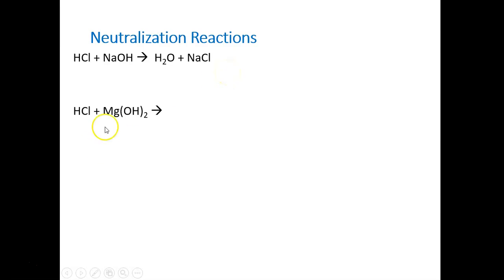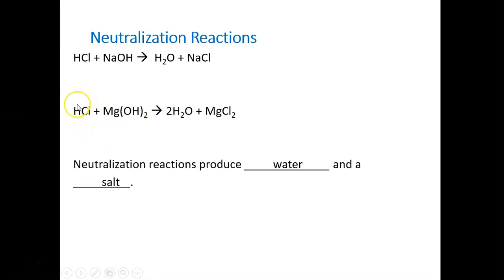In the next example, same idea. Hydrogen and hydroxide come together, and magnesium and chloride come together. Now to balance this equation, I need a 2 in front of water, and I would also need a 2 in front of HCl, although I don't have that there. Pretend there's a 2 there, okay? So neutralization reactions are going to produce water and a salt.